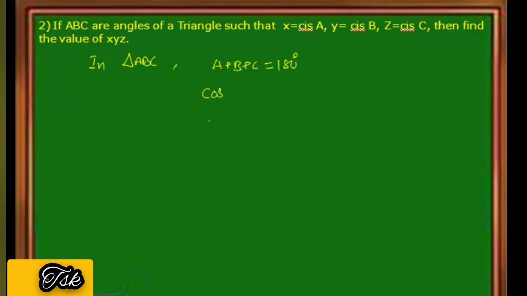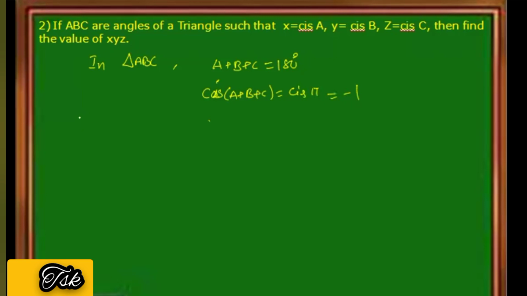Taking cis on both sides, cis(A + B + C) is cis 180°, or cis(A + B + C) is cis π. A + B + C equal to π. Cis π is nothing but minus 1.